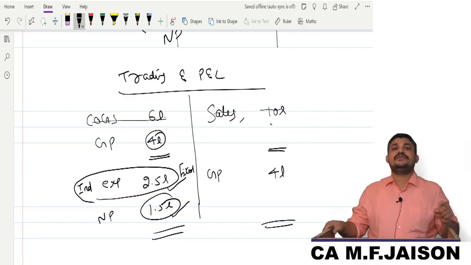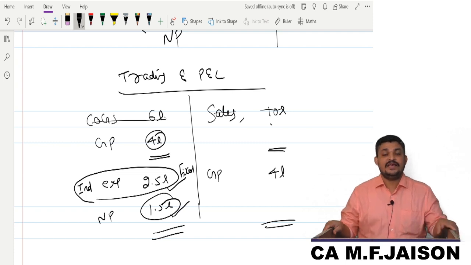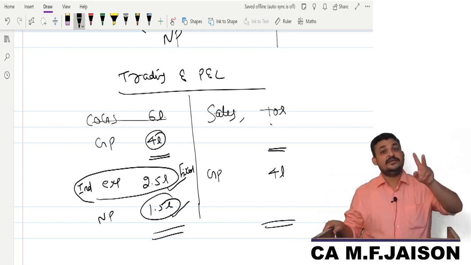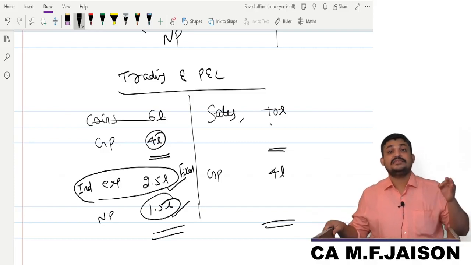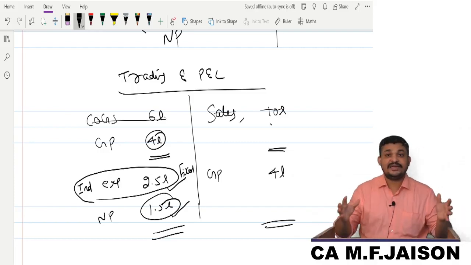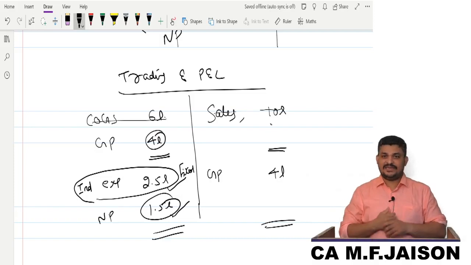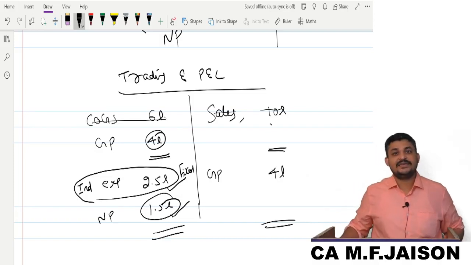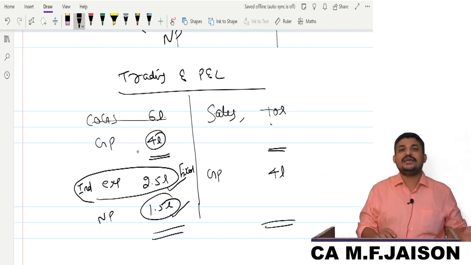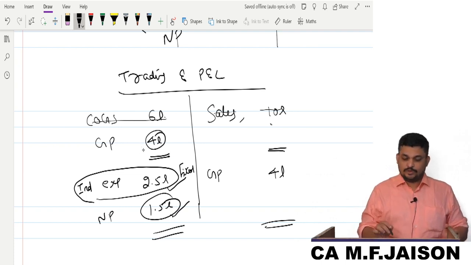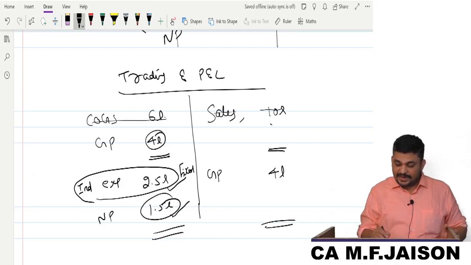So what are we actually getting compensated for from this policy? We are getting compensation in two components. What are the two components? Net profit and standing charges. Standing charges, the fixed expenditure, is what we call standing charges. Because sometimes it need not be exactly equal to the gross profit.